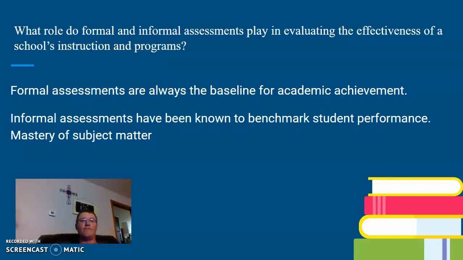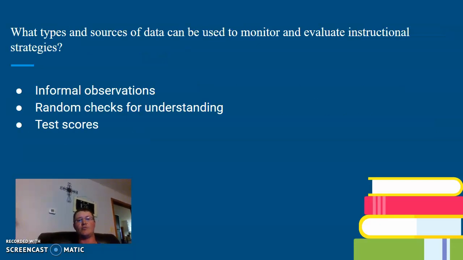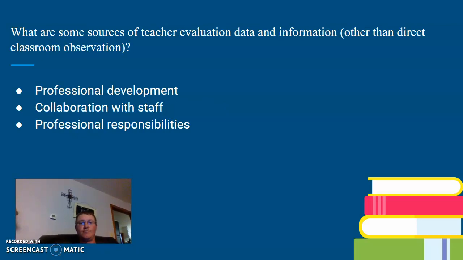Question number 3, what role do formal and informal assessments play in evaluating the effectiveness of school instruction and programs? This is pretty simple. Formal assessments are always the baseline for academic achievements. Okay, so what are your standardized tests telling you? Informal assessments have always been known as benchmarking tests. Okay, so we benchmark student performance, mastery of programs, where they stand next to their classmates. What types and sources of data can be used to monitor and evaluate instructional strategies? We always use informal observations and random checks for understanding. We can also use state standardized test scores.